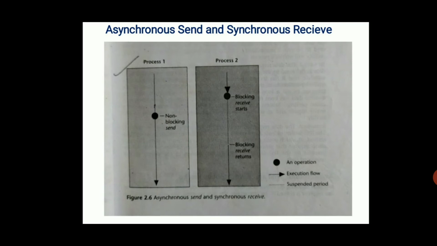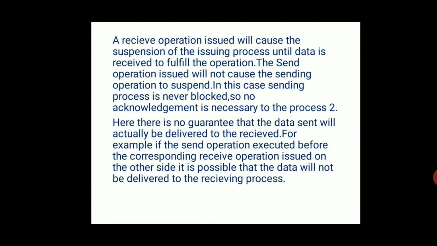So if the send operation is executed before the receive operation has been issued, there is a possibility that the actual data will not be delivered to process 2. Here in this diagram, asynchronous send and synchronous receive: a receive operation issued will cause the suspension of the issuing process until data is received to fulfill the operation. The send operation issued will not cause the sending process to suspend. In this case, process 1 is never blocked, so no acknowledgement is necessary from process 2 to process 1.